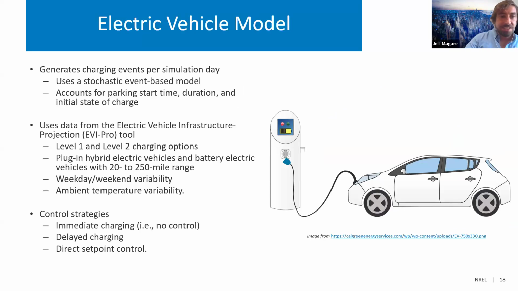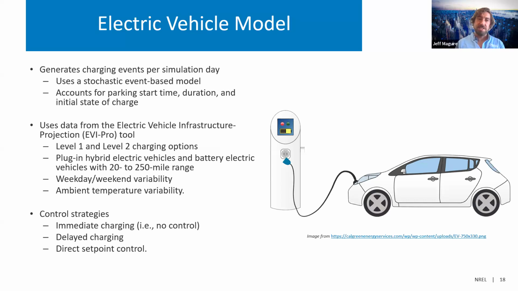For the electric vehicle model, this is using a lot of the battery model capability in physics, but we do need to know additional information about when the EV is present, when it leaves, and when it arrives, what state of charge it arrives at. So we are generating basically stochastic charging events for every simulation day. There's an event-based model that generates the start time, the duration, and then the initial state of charge, what SOC the EV comes in at. We are using data from the EVI Pro tool for generating this. We will potentially look at updating this as more detailed data becomes available.